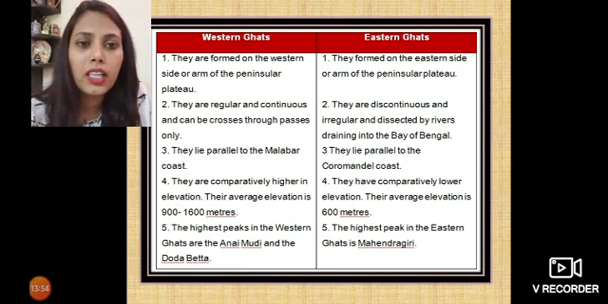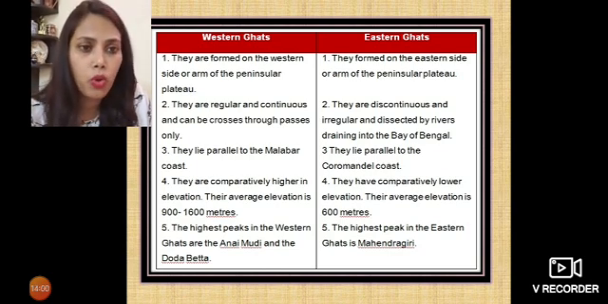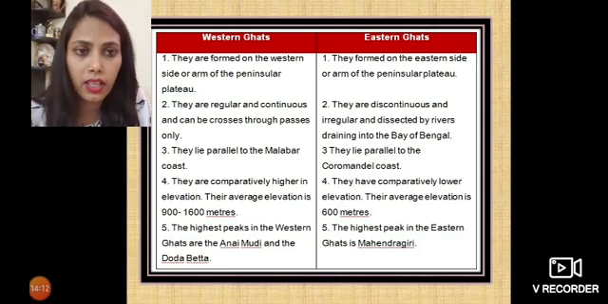Western Ghats are parallel to the Malabar coast or parallel to the Western coastal plain. You can write like that. Eastern Ghats are parallel to Coromandel coast. Western Ghats are higher. Eastern Ghats are lower. Western Ghats' highest peaks are Anayamudi and Doda Beta, and Eastern Ghats' highest peak is Mahendragiri. This is the difference between Western and Eastern Ghats.